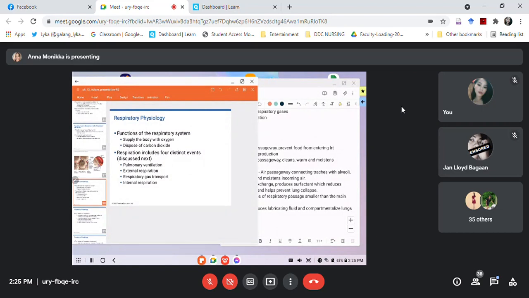Let's go to your respiratory physiology. Do you have questions? None so far, po. Okay. So, the functions of the respiratory system: it supplies the body with oxygen, and it disposes of carbon dioxide. Respiration includes what we discussed earlier: your pulmonary ventilation, external respiration, respiratory gas transport, and internal respiration.